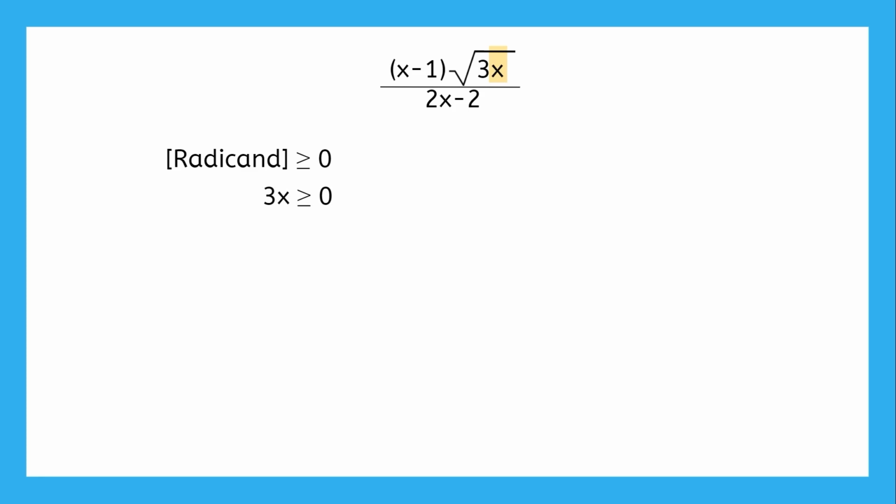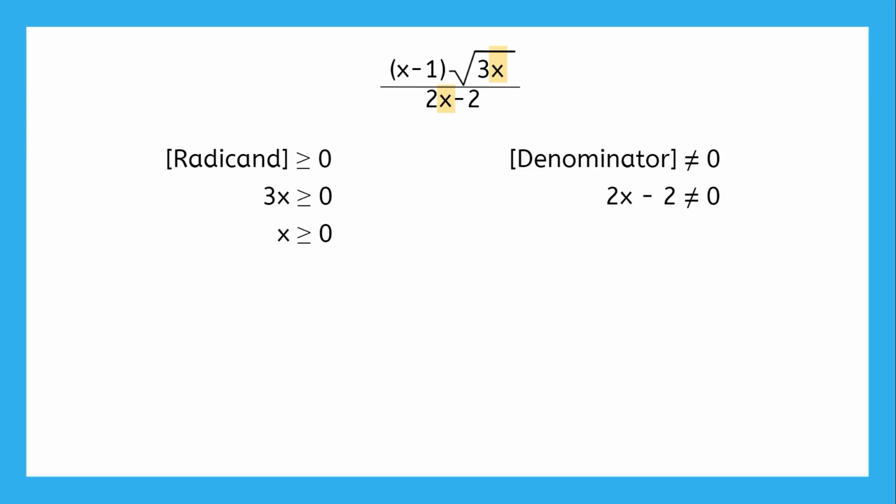We plug in the radicand and solve by dividing by 3 on both sides. X is greater than or equal to 0. And we're done. Wait, no we aren't. The function also has a variable in the denominator. So we're going to have to use the rule denominator is not equal to 0. Again, we only have to worry about what's in the denominator. All that other stuff on top doesn't matter right now.